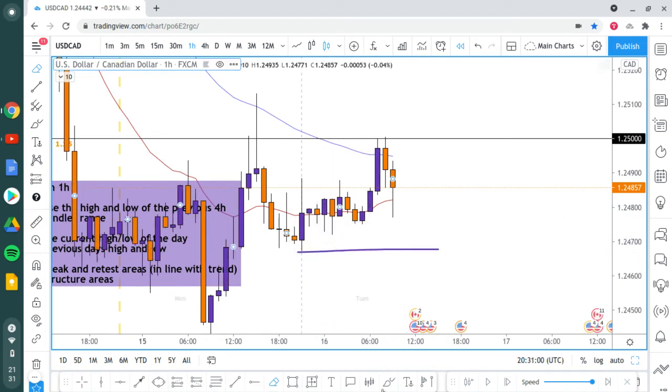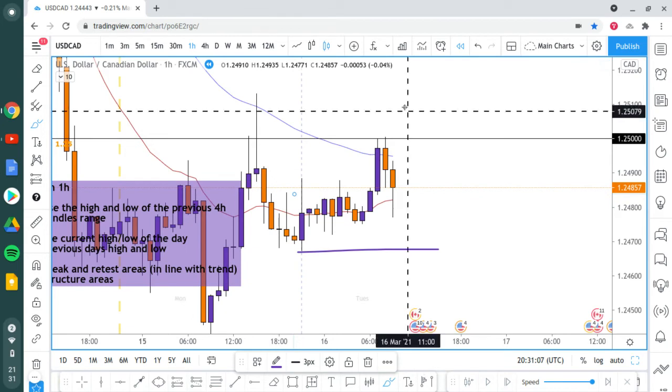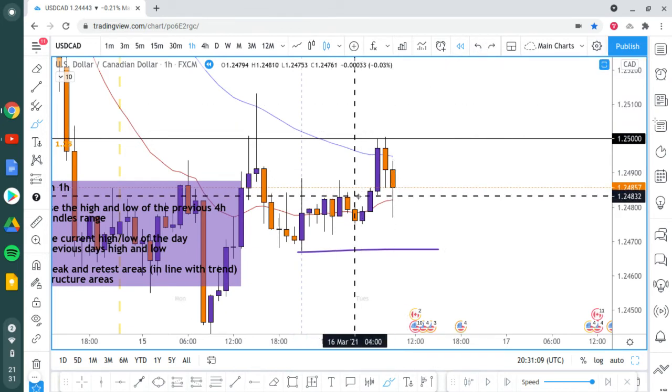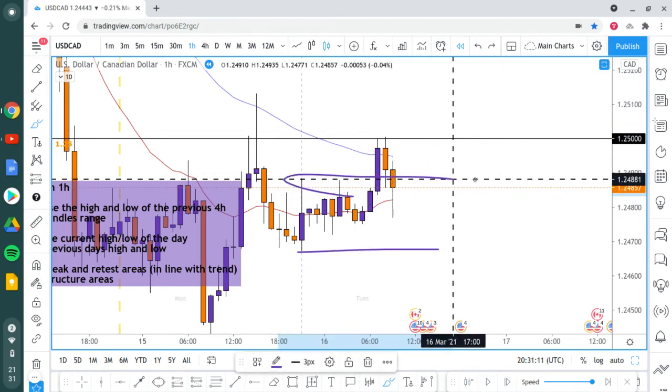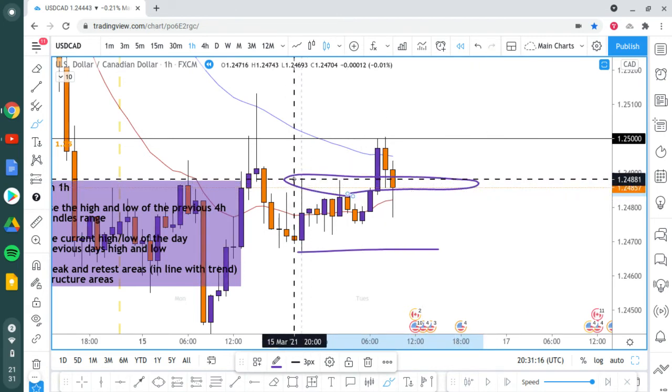So you've got the 1 hour support. We now, with this bearish candle, have closed back within this previous resistance as well. We've closed back within the wicks of this.